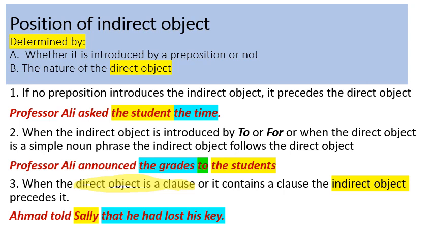Okay, who's the receiver of the action? Sally. What did he tell her? He told her that he had lost his key, the direct object. Usually this happens with reported speech, when you report somebody else's speech and your direct object will be a clause.